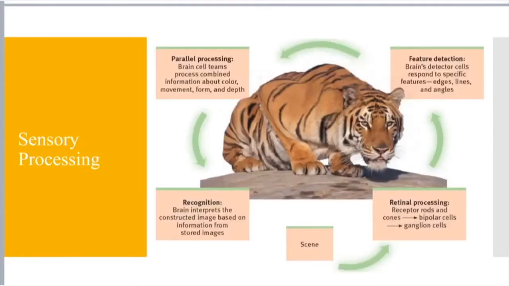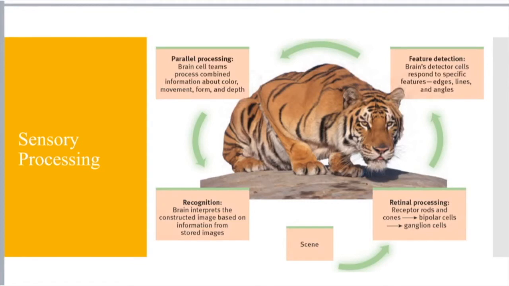Here's an overview of what that looks like. We have a scene, right here we have a tiger. Our retinal processing, right? The receptor rods and cones activate the bipolar cells and the ganglion cells, which then send those neural impulses into the brain. The brain's detector cells respond to specific features. Again, that's that parallel processing: edges, lines, and angles. And you're able to combine those for information about color, form, and movement. And then the last piece of the puzzle is recognition, right? The brain interprets the constructed images based on information from stored images.